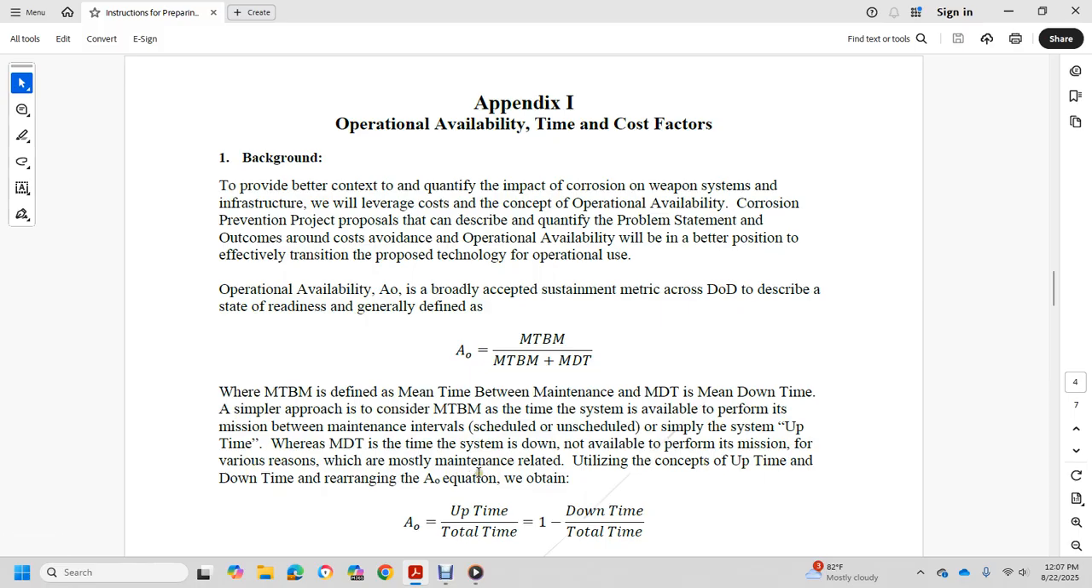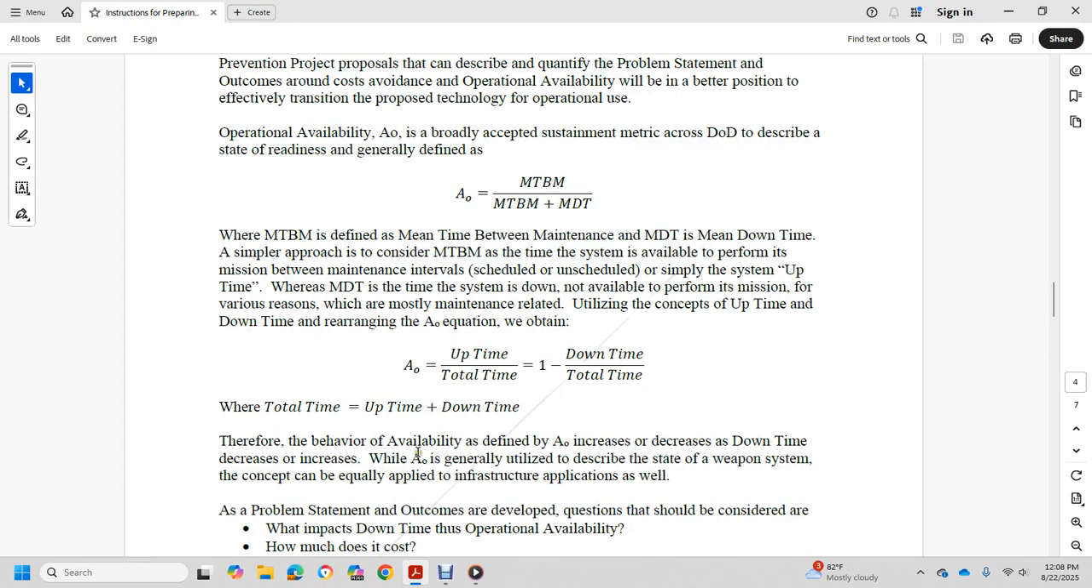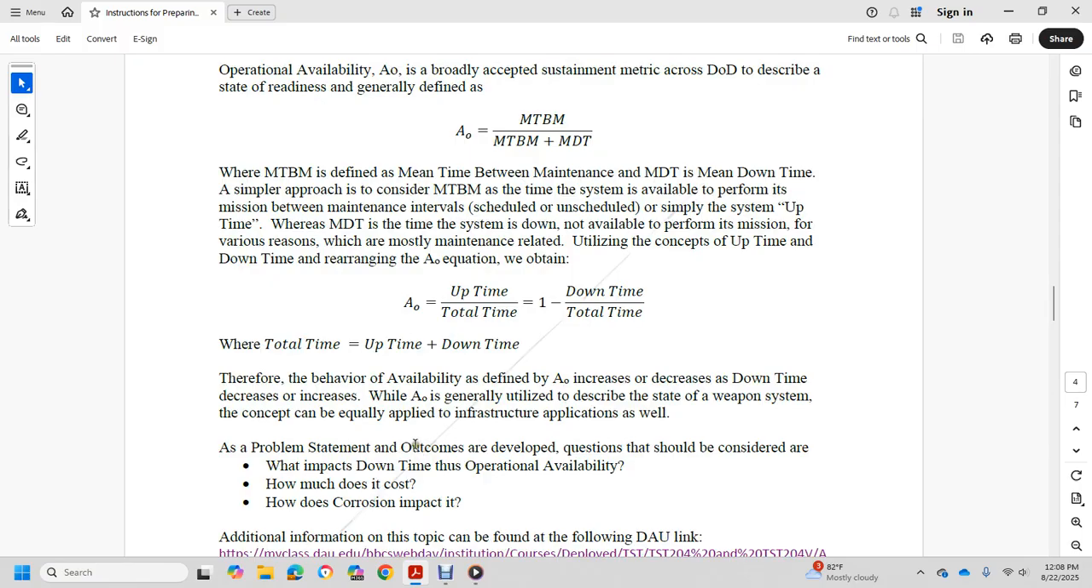Rearranging the Ao equation, operational availability is uptime over total time, which equals 1 minus downtime over total time, where total time is equal to uptime plus downtime. Operational availability increases with the decrease of downtime. Operational availability is generally utilized to describe the readiness of weapon systems, but the concept can be equally applied to infrastructure.